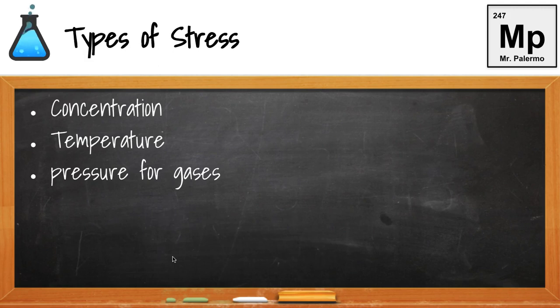So different types of stresses that we could have. One is concentration. We could either increase the amount or decrease the amount of either a reactant or a product. We have temperature. We can increase the temperature or decrease the temperature. And for pressure, we can increase or decrease pressure. And that's only going to affect gases if they're involved.